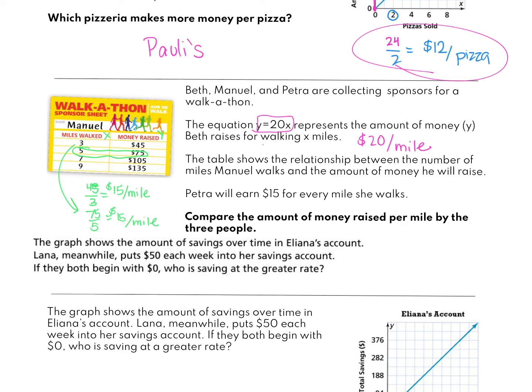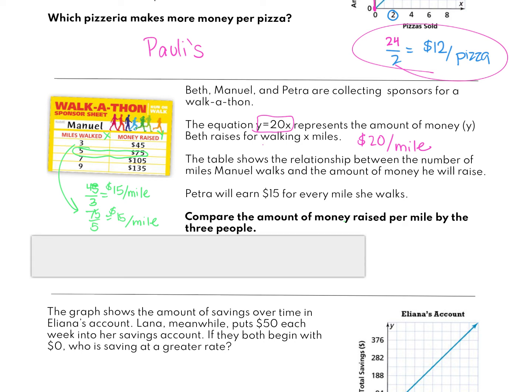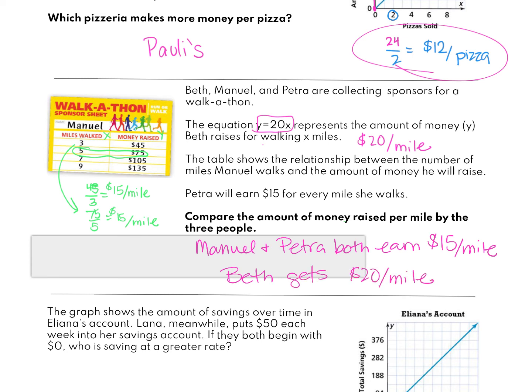And last but not least, this says compare the amount of money raised per mile by the 3 people. The way that we can compare that, we can say, well, Manuel and Petra earned the same, $15 per mile. And Beth gets $20 per mile. So when it says compare, you just kind of list what you got.